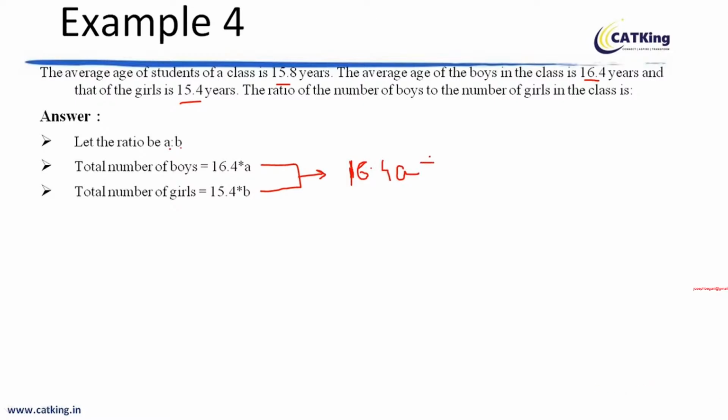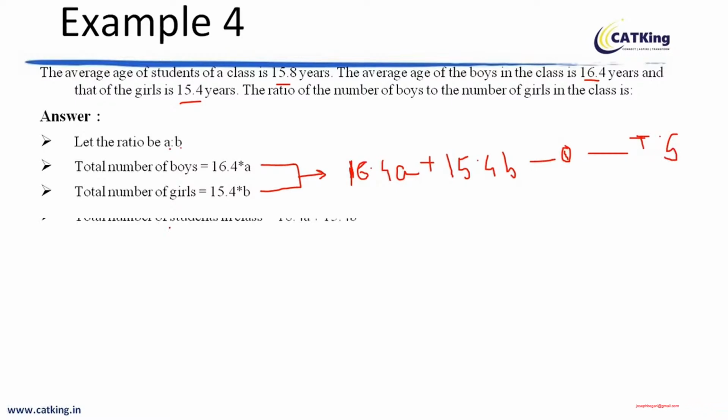Sorry guys, my handwriting is extremely bad. Okay, 16.4 A plus 15.4 B. Let's say this is equation number 1. What is this? Equation 1 is the total sum, no? Correct? Okay. That is what we find out, 16.4 A plus 15.4 B.